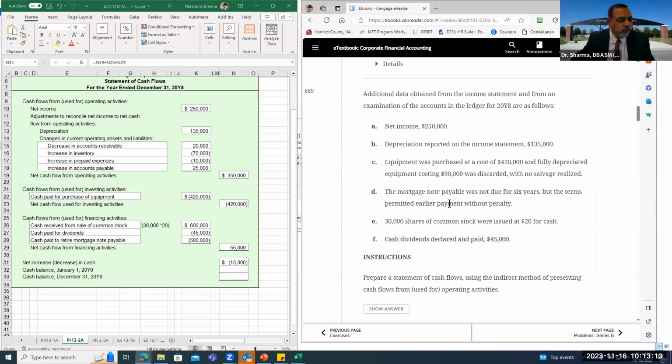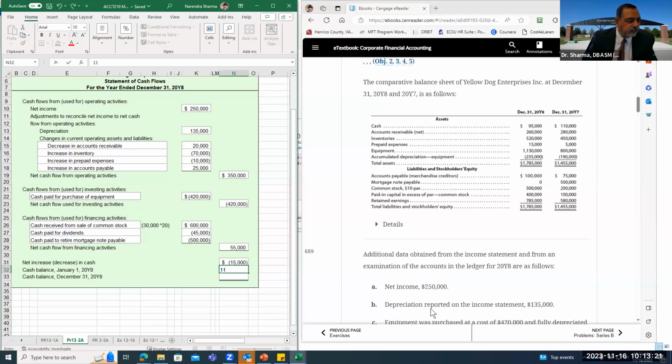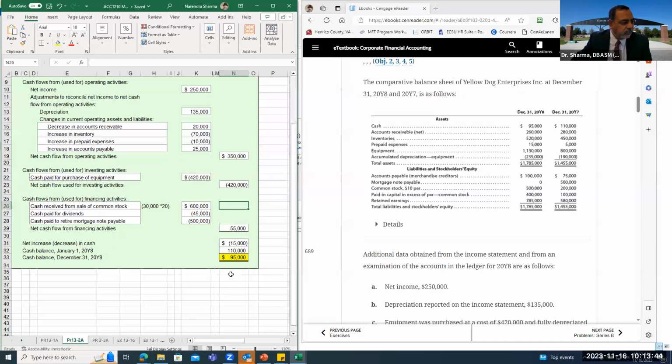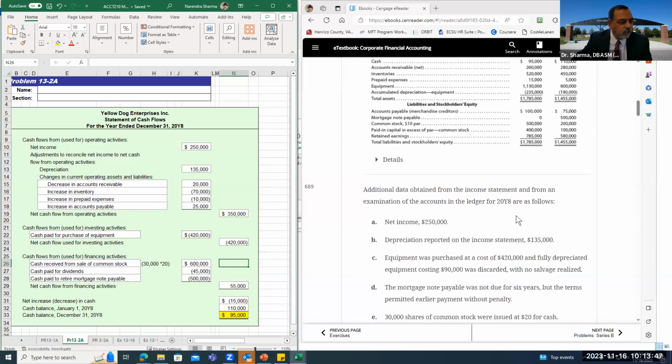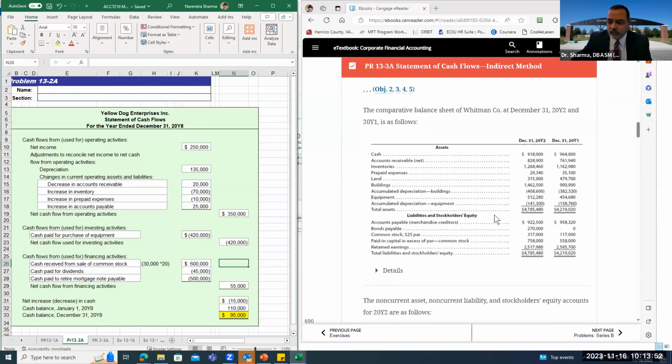Now what we do is we go up to the balance sheet and check cash is 110,000 in the opening. So previous year we started with 110,000. And during the year there was a change of 15,000. We got 95,000 as the ending balance. And if you check the balance sheet, we did get 95,000. So now that means we are good with that calculation. So that is your 13.2a. Now I'm going to go on to do 13.3a.